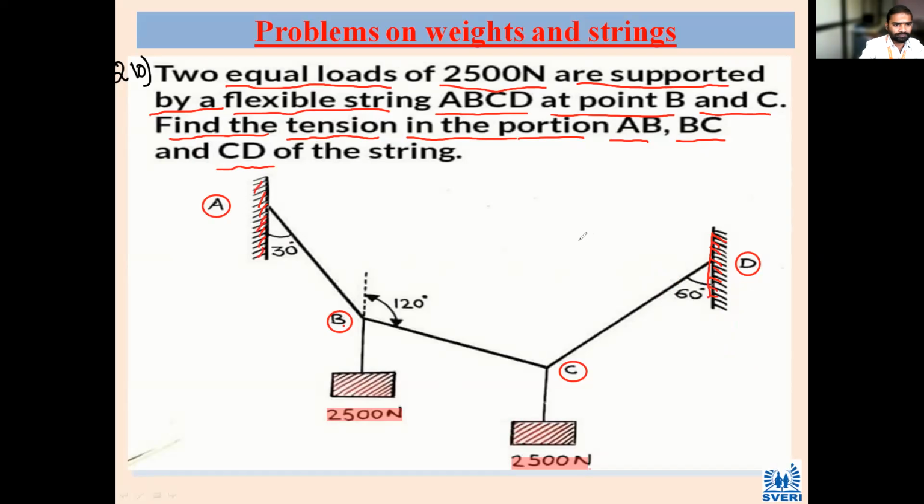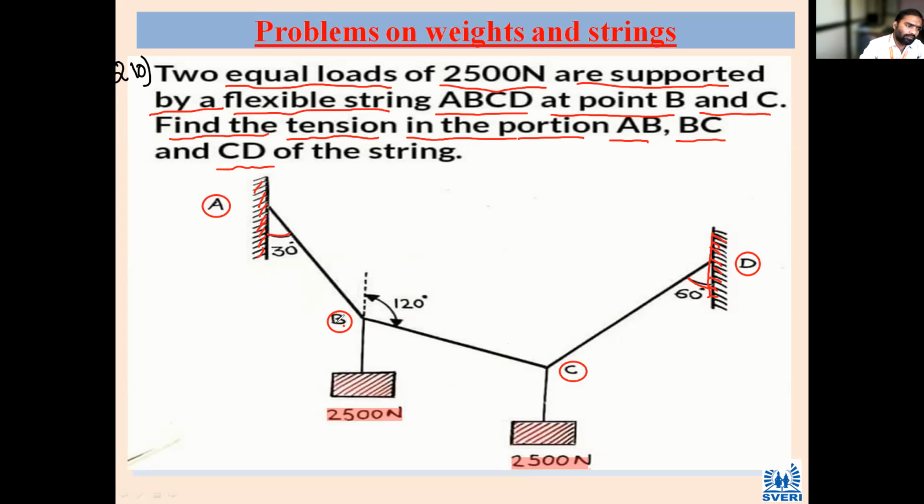This is fixed. Here he has given the angle. How much is this angle? 60 degrees. And here he has given 30 degrees. In order to apply Lami's theorem, the forces should be concurrent. How many forces should there be? Only three forces, and among the three, one should be known.